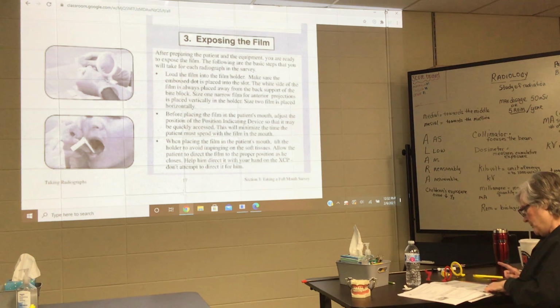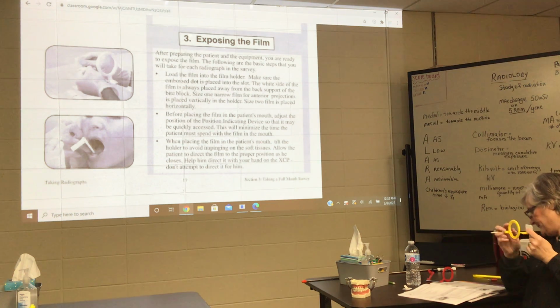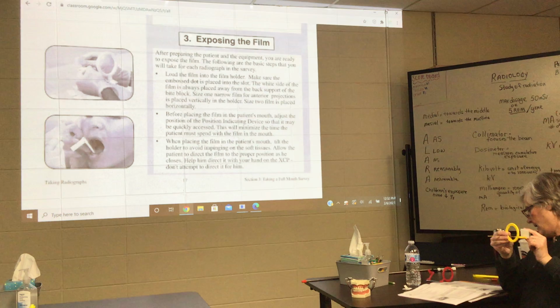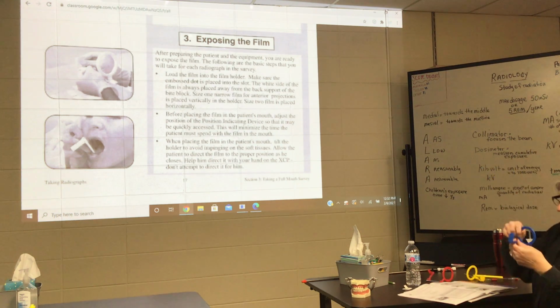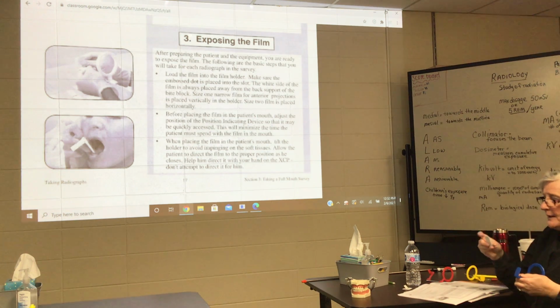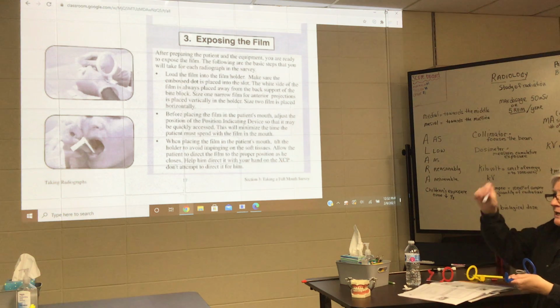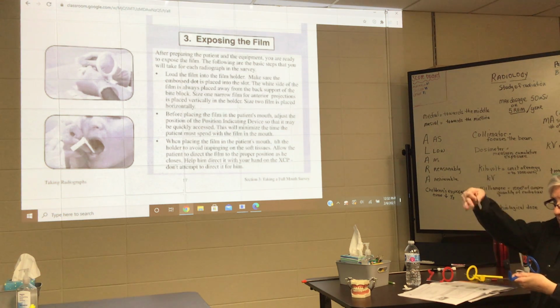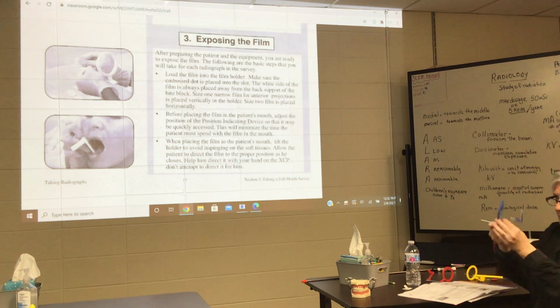The white side of the film is always placed away from the back support. Size 1 film for narrow anterior projections are placed vertically in the holder. We don't use size 1. This is all size 2 sensor. But size 1 would be for anterior teeth, because it is narrower. So we're going to put the white away from the back support, dot in the slot, and it goes vertically.